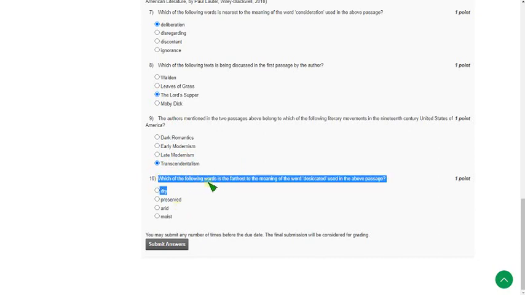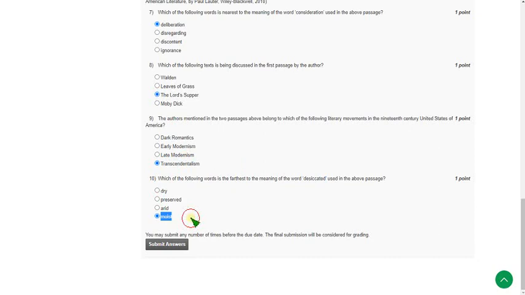Which of the following words is the farthest to the meaning of the word desiccated used in the above passage? So for the 10th and final question, the answer is the 4th option, that is moist. So friends, these are the solutions for the week 1 assignment.